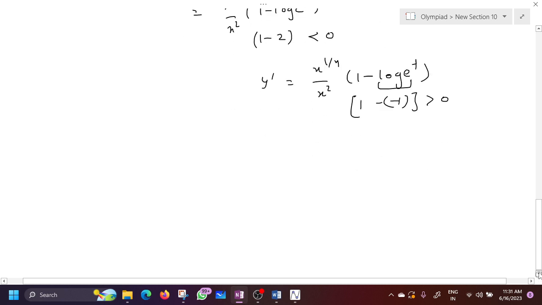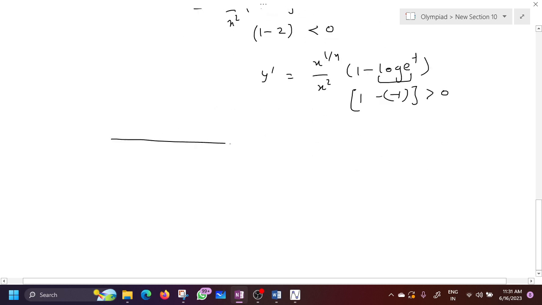Now I am redrawing our number line and see what it tells us. So it's e here. For the right hand side we have y dash negative, and if y dash is negative, f(x) is decreasing. And for the left side, y dash is positive. So you will have an increasing function here, f(x) will be increasing.